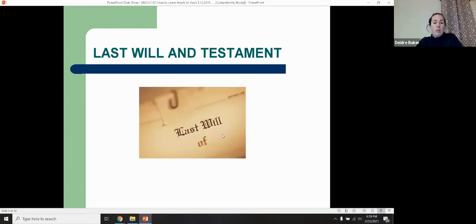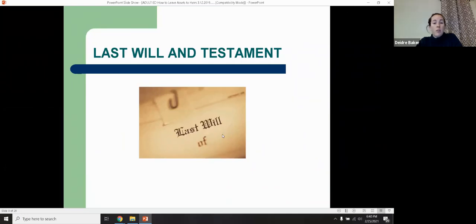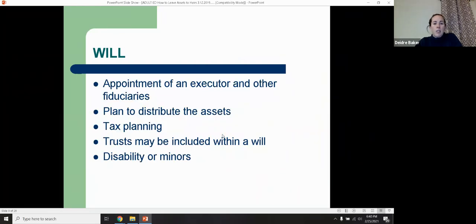So the third topic that we'll be discussing is last will and testament. This is probably the area that most everyone has heard something about. They've either already drafted a will, or they've had to go through the probate process on behalf of a loved one, or they just know what a last will and testament is. So basically, a last will and testament is a document where the person creating the will, also known as the testator, basically creates rules for how their assets are going to pass after they're gone.